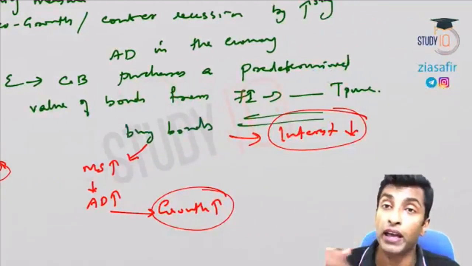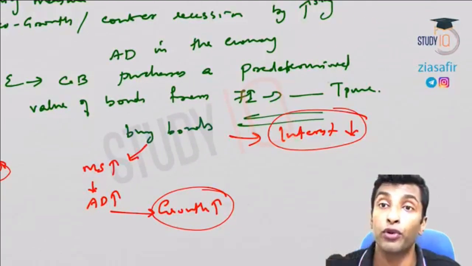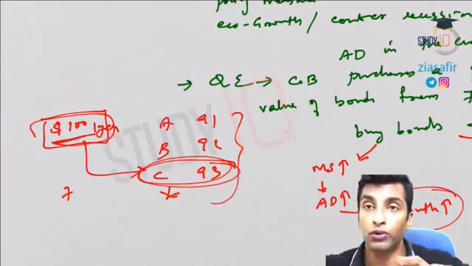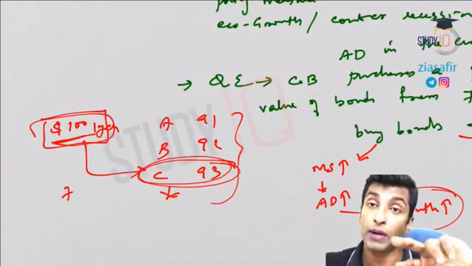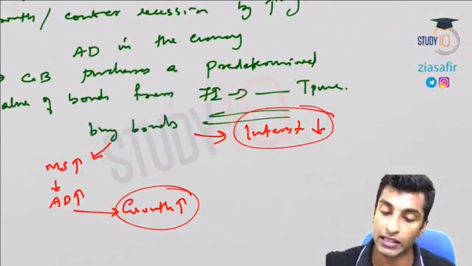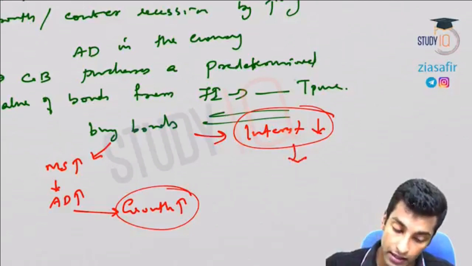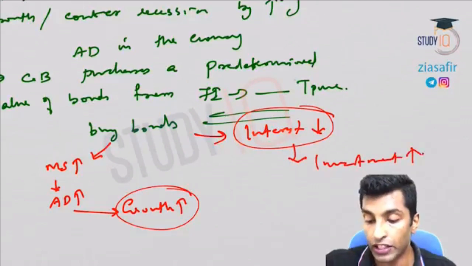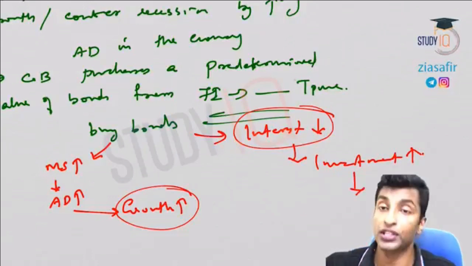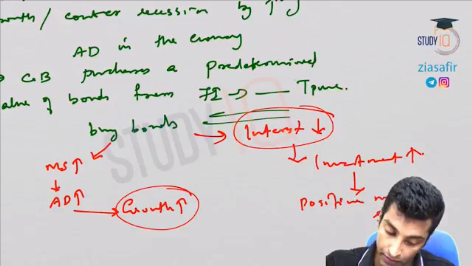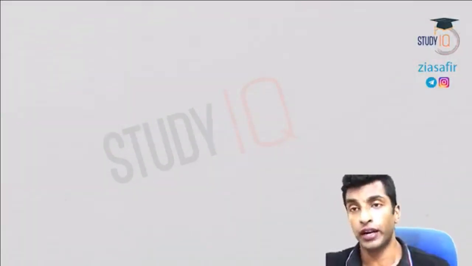Now, when you are buying back bonds, what will happen? Demand for bonds will be high. When demand for bonds is high, the price of bonds will be high. When the price of bonds is high, this difference will be less, which means interest comes down. Interest coming down means investment will increase. So overall, a positive market sentiment. Now, is it good for India?